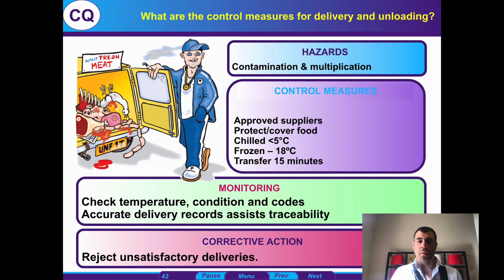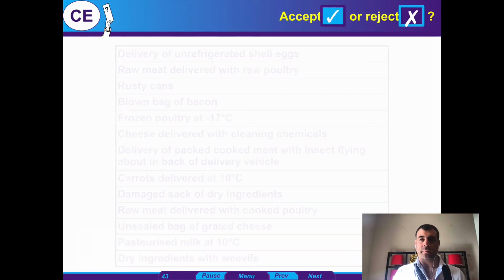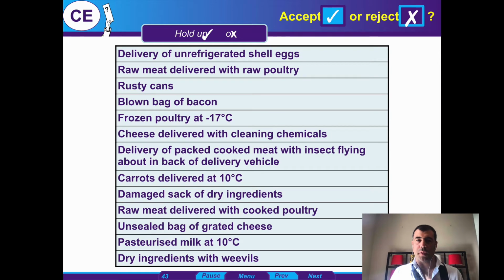So what would you do in case of an unsatisfactory delivery? You would reject it and you would keep a record of it so that it can actually be proven that you haven't served food which was delivered under improper conditions. So would you accept or reject the delivery of unrefrigerated shell eggs?